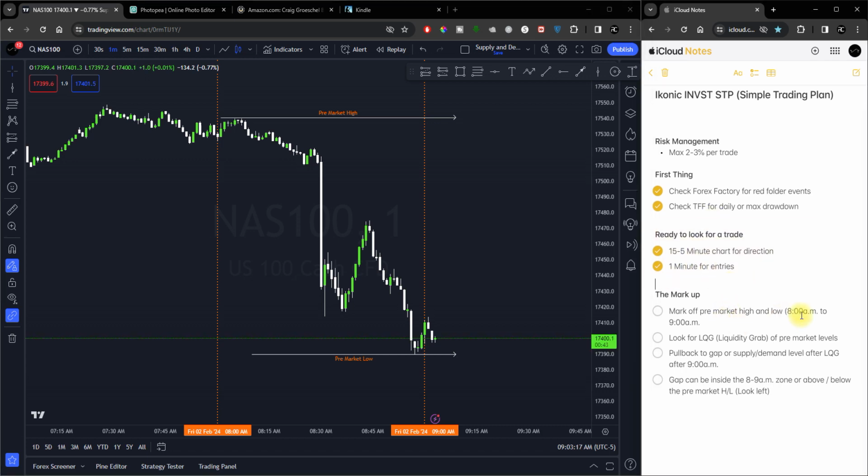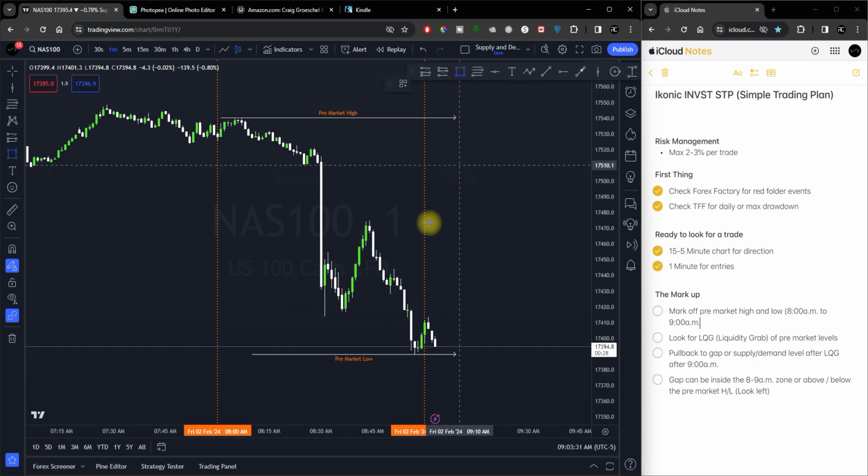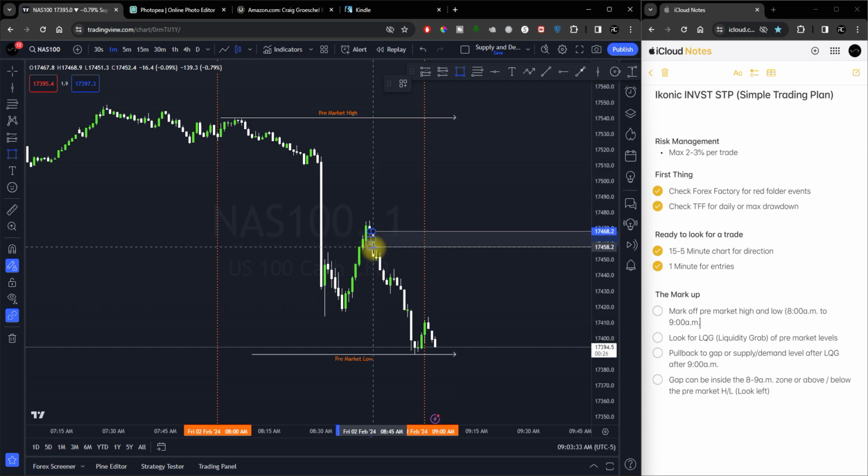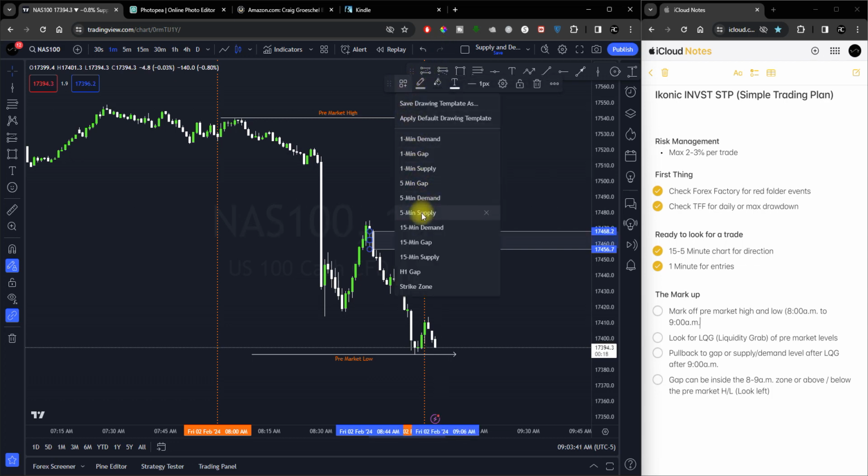All right, so here's the markup. 8 a.m. to 9 already marked up. Look for a liquidity grab with the pre-market levels. We could get a grab here, obviously, but let's go ahead and do some additional markups. I noticed this gap right here. Go ahead and touch that. Go ahead and mark that off as a 1 minute gap where we could possibly look for a trade.